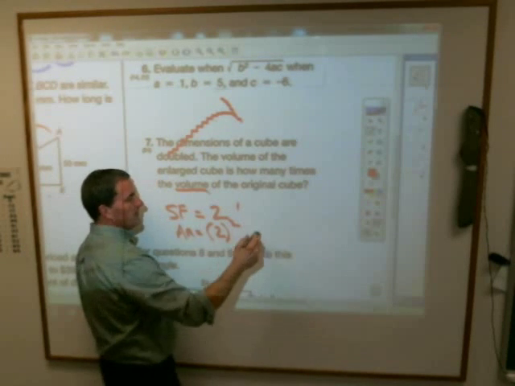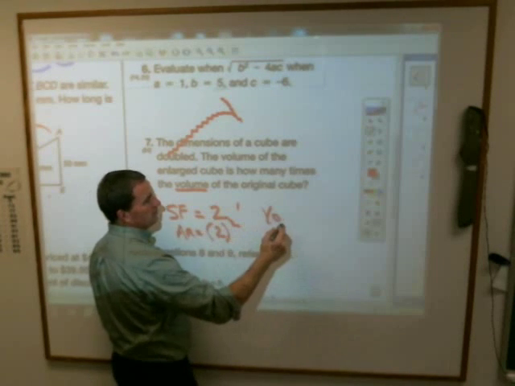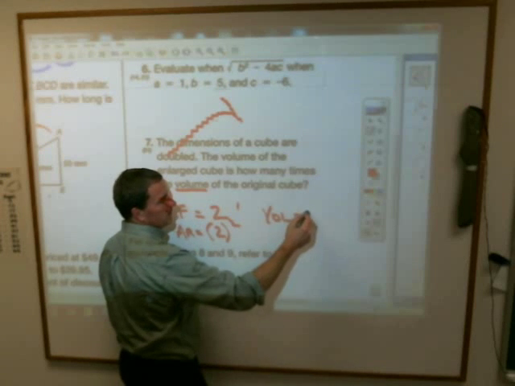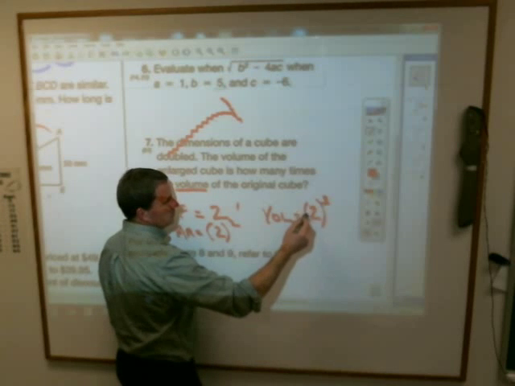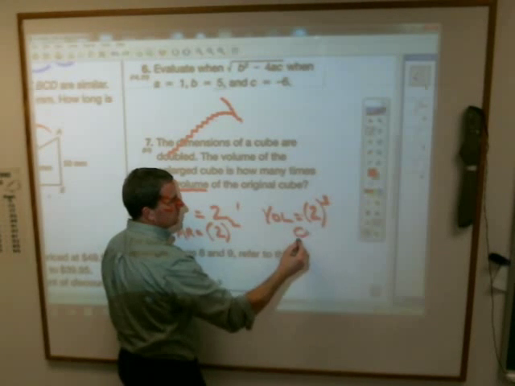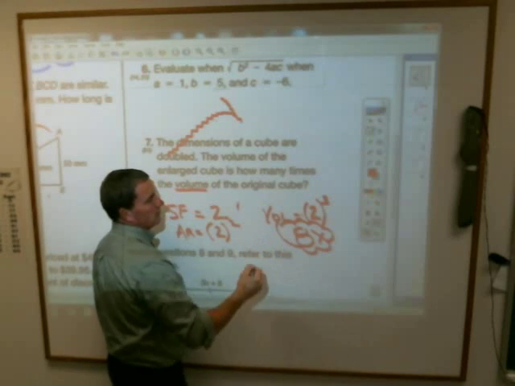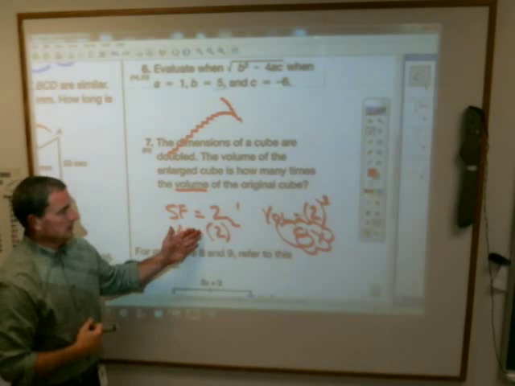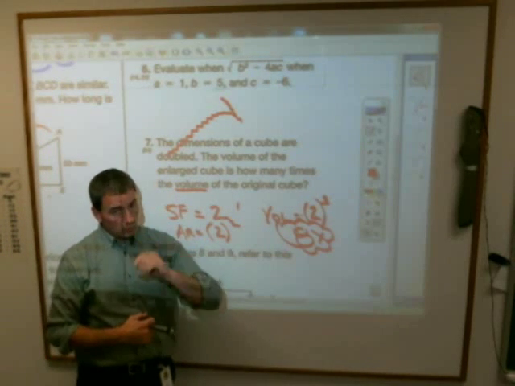When I know the scale factor, what do I do to it to find volume of the new thing? It is the scale factor cubed. So 2 times 2 times 2, it's going to be 8 times bigger. You don't need to do any work, draw anything out. Area is scale factor squared, volume is scale factor cubed.